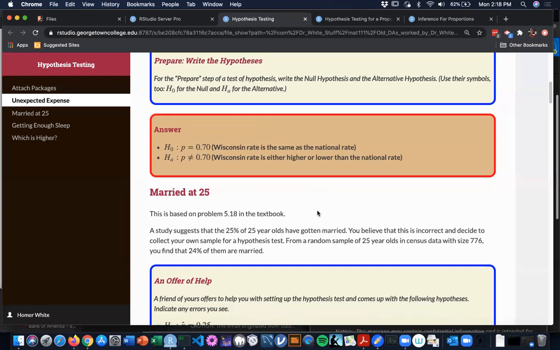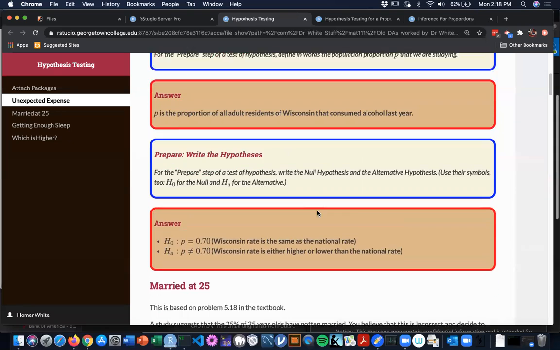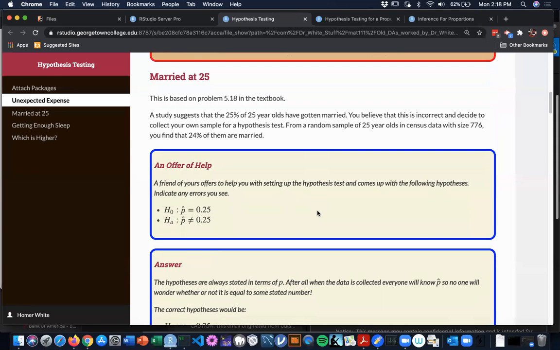Okay. That's all we got for this scenario. Let's check this next scenario, married at 25.